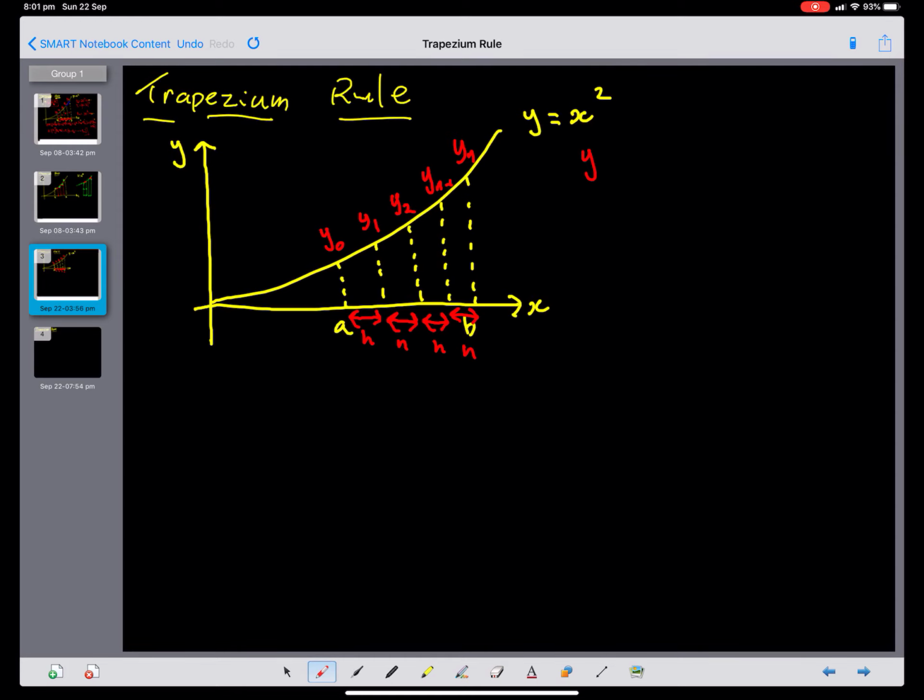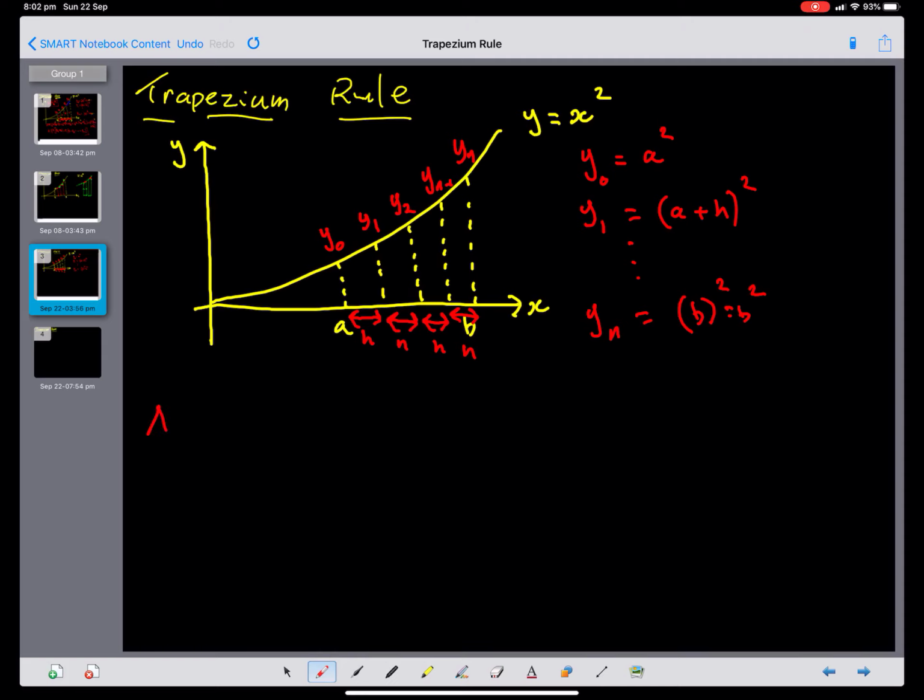We're saying that y of 0 is the same as a squared. We're saying y1 is the same as a plus h, squared. y of n is the same as b squared, where x is equal to b. Once we get over the notation, perhaps we can start working out our formula.